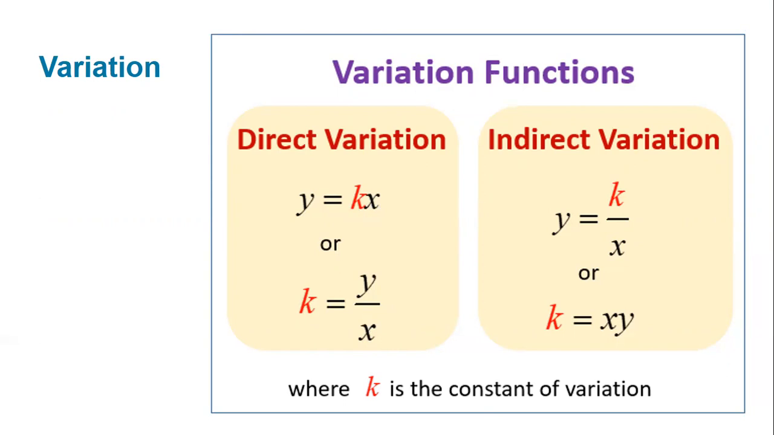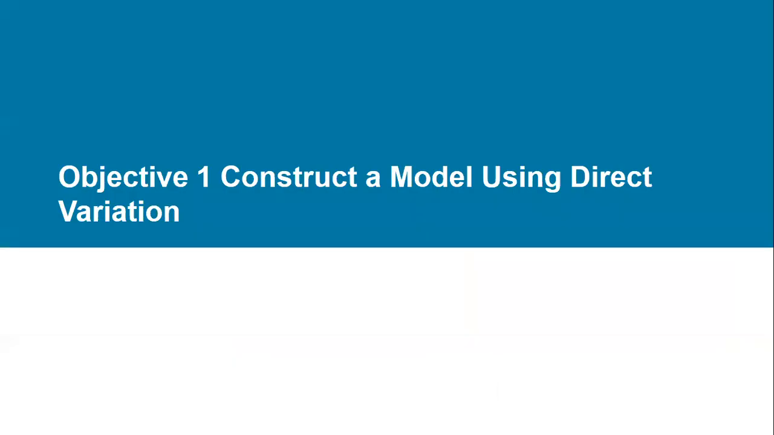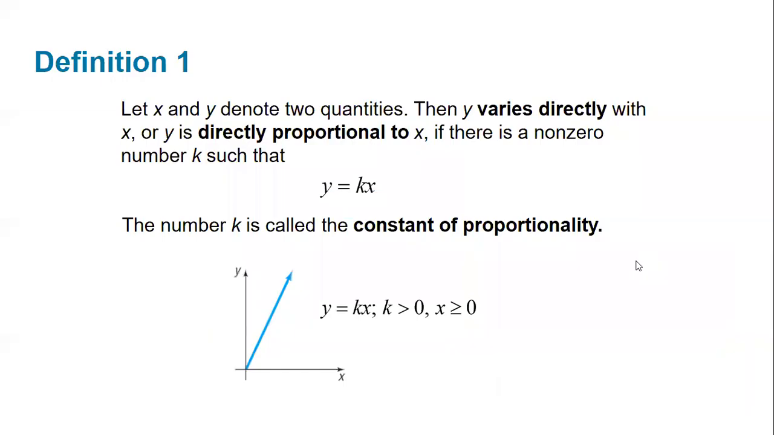K is what we call our constant of variation. Every function has a k. That constant of variation will be there. First, we're going to look at direct variation.